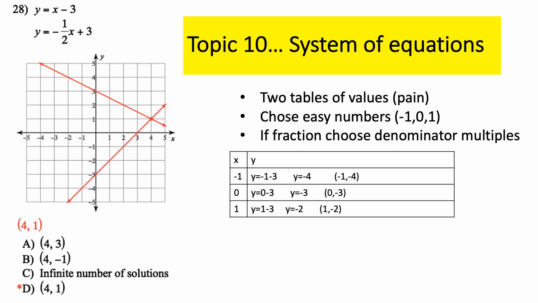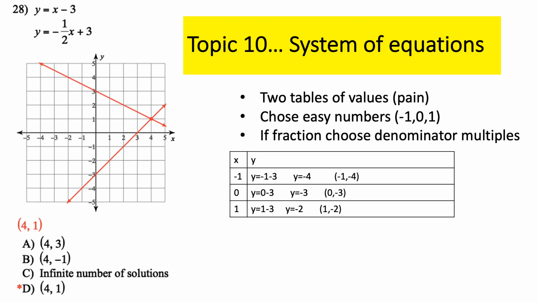Toss in a 0 for x. So if y is equal to 0 minus 3, that's -3. So when I throw in a 0, I get -3. Look at 0, -3. That's that bottom line again. Last one, throw in a 1. 1 minus 3 is -2. So 1, -2. That would give me 3 points. I could extend that line. Okay? We have to do the second line.